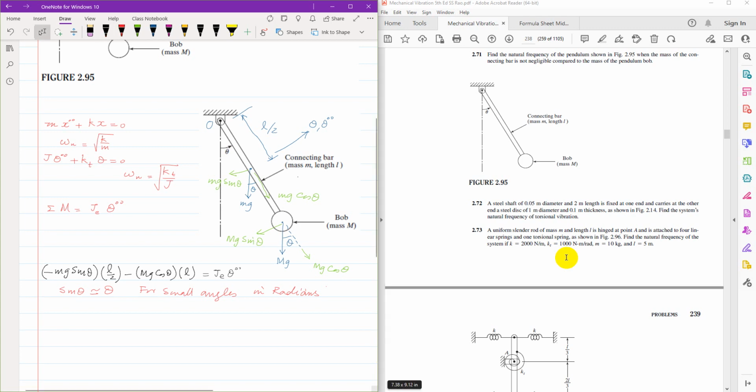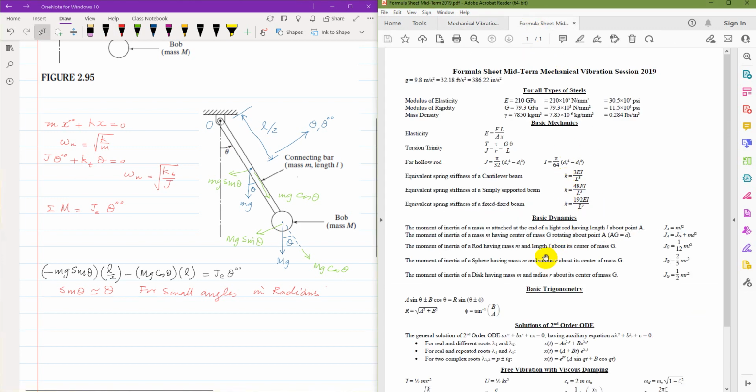And J equivalent for that formula for J equivalent is the moment of inertia of a rod having a mass m and length L about its center G. So Jg is 1/12 m L squared. But this rod is not rotating about its center of rotation. It is rotating about something different.